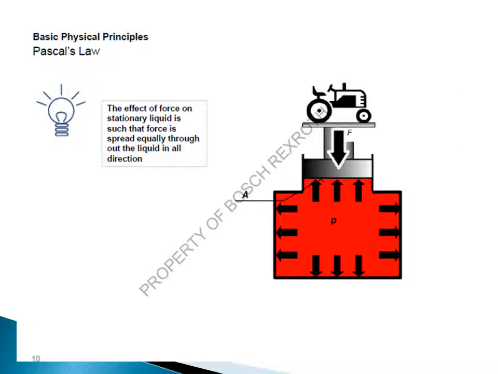Now how is it possible? Let us try to understand, and we have to see the Pascal principle. It means the Pascal law. Pascal law basically says that the effect of forces on a stationary liquid is such that the force is spread equally throughout the liquid in all directions. So you can say that if in a closed chamber you apply a force or pressure is generated, this pressure will be constant and equally measured on the surface, right? So this is a constant pressure applied on the walls of the chamber. Therefore, whatever force is applied here, this pressure will not change; it will be constant in all directions.